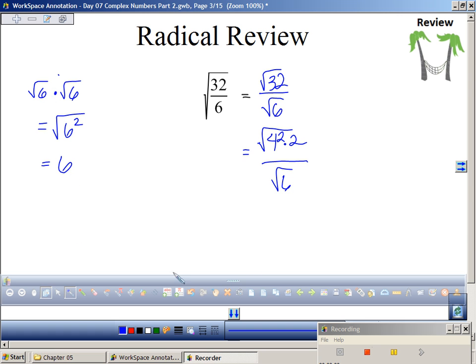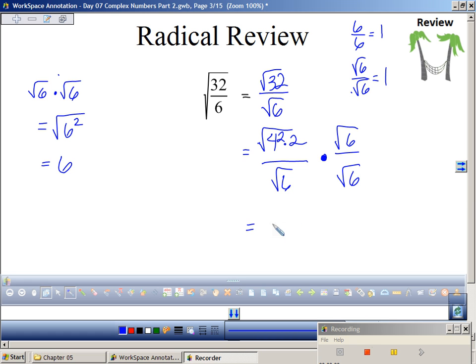So if I know that, if I multiply by 1, I'm still safe, right? Anything times 1 is still itself. Well, what's 6 over 6? 1. So what's root 6 over root 6? 1. So I can multiply this by root 6 over root 6, correct? Okay, so let's do that. So if I multiply by root 6 over root 6, I'm still multiplying by 1.